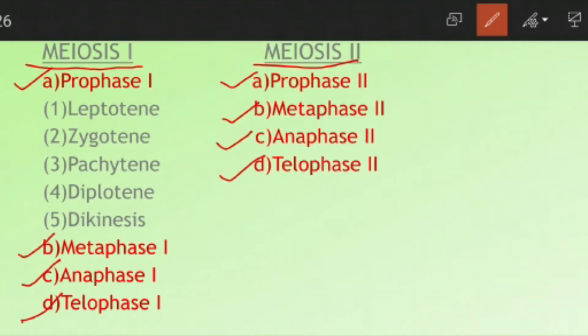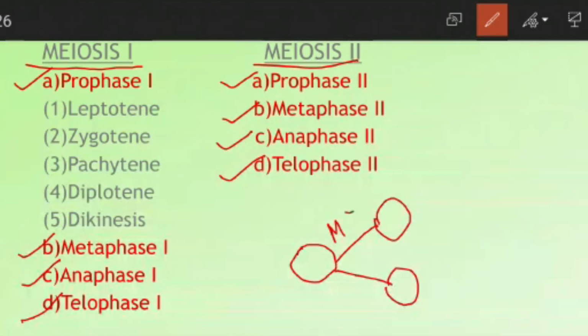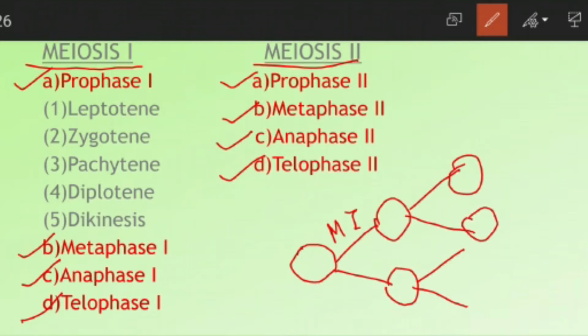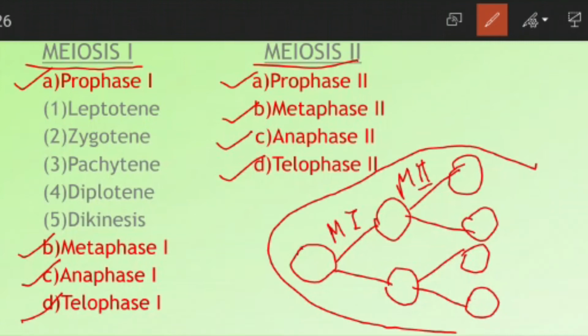So meiosis is completed in 2 phases. First, this is a single cell. When it undergoes meiosis, first one cell gives rise to 2 daughter cells. This is called meiosis 1. When division takes place again, this cell gives rise to 2 daughter cells and this other cell gives rise to another 2 daughter cells, and this division is called meiosis 2. So this whole is called meiosis. Meiosis is completed in 2 phases, meiosis 1 and meiosis 2.